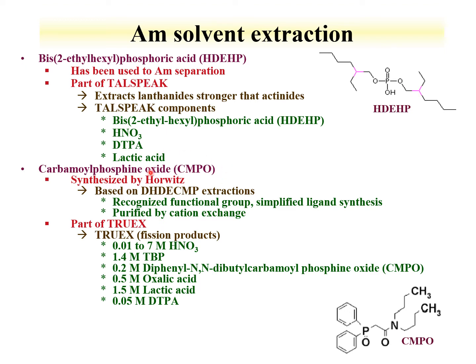CMPO has also been used, the ligand shown here, and this is part of the TRUEX process, which is used for fission product extractions. So separation of the lanthanides and actinides from the fission products. And it also employs tributyl phosphate, the CMPO, oxalic acid, lactic acid, again as a buffer, and DTPA.